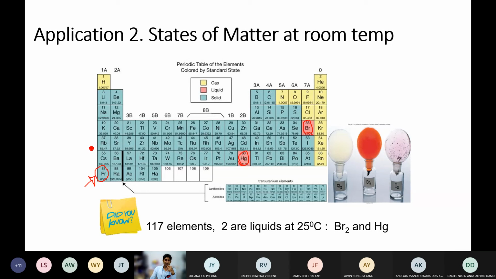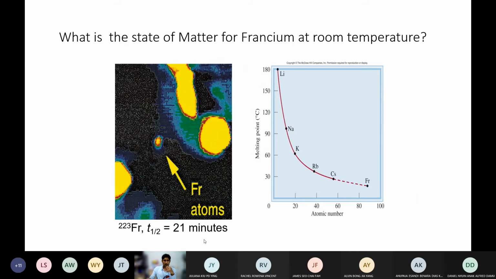It's very, very easy to be oxidized, and there are so many isotopes of francium. All of them have a very short lifetime, a few seconds or milliseconds.